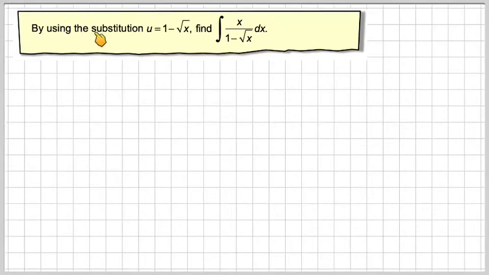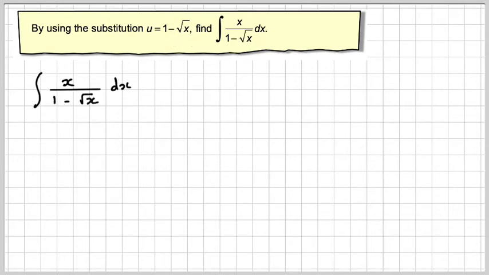By using the substitution u is equal to 1 minus the square root of x, find the integral of x over 1 minus the square root of x dx. This is not the simplest substitution to use for this particular function, but in an exam, if you're asked to use it, you must.